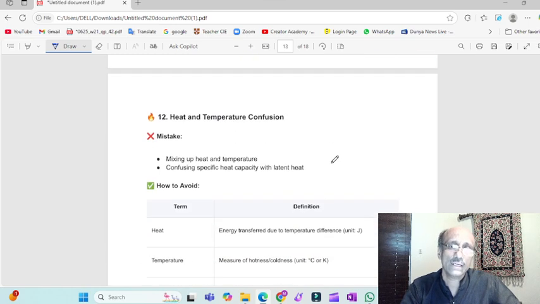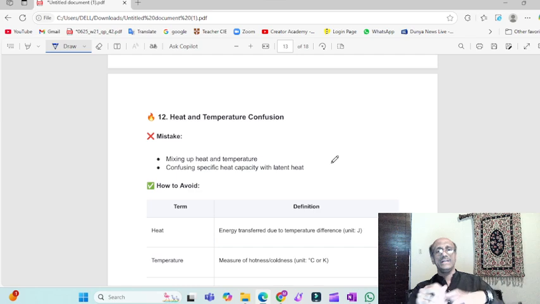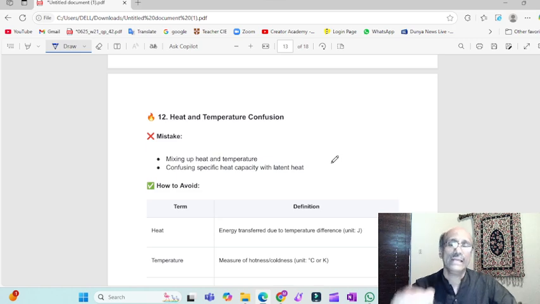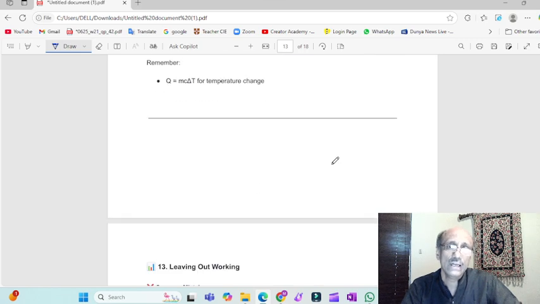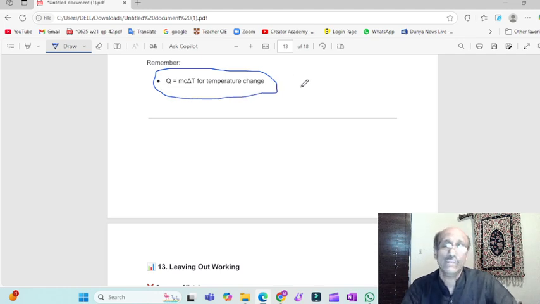Then another mistake is related with heat and temperature. Heat is a form of energy, and temperature is the average kinetic energy of the particles. The SI unit of heat is joules, and the SI unit of temperature is Kelvin. Another unit which is used is degree centigrade. And then the formula for the specific heat capacity, that Q equals mc delta theta. You have to remember this. m is the mass, c is the specific heat capacity. So memorization of the formula is very, very important.